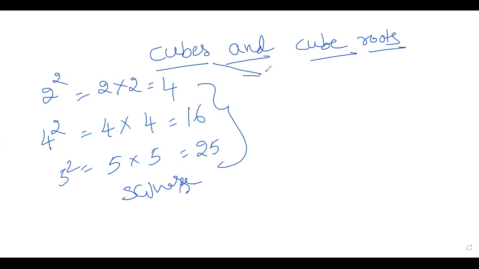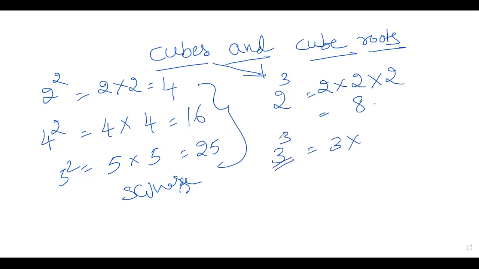And now you are going to learn about cubes. See, what is 2 cube? Square means we had to multiply 2 times. Cube is nothing but we are going to multiply 3 times. 2 twos are 4, 4 twos are 8. What is 3 cube? You had to multiply the base 3 times. This is power. That means we are multiplying the number by itself 3 times. 3 threes are 9, 9 threes are 27.